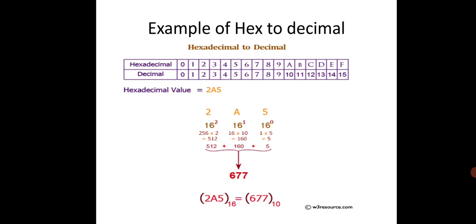At the bottom of this page you can see that 2A5 with base 16, that is hexadecimal, is equal to 677. You have to write down the radix for this decimal, that is 10. In this way you have to solve whichever values come in the exam for the conversion of hexadecimal to decimal.